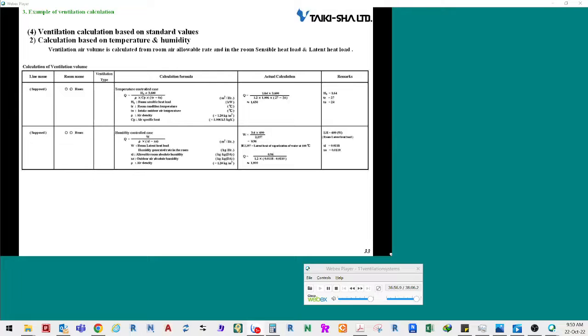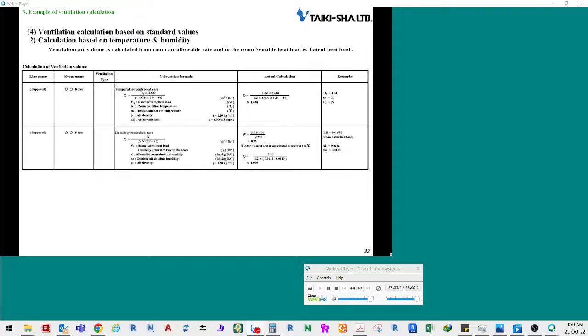Calculation based on temperature and relative humidity standards. Here, calculation examples based on allowable temperature and allowable humidity are shown. Calculate the ventilation air quantity using the sensible heat generated in a room and the difference between the room allowable temperature and the outside air temperature. The method of the calculation is the same as the cases where the ventilation air quantity required for allowable temperature is calculated, as previously explained.